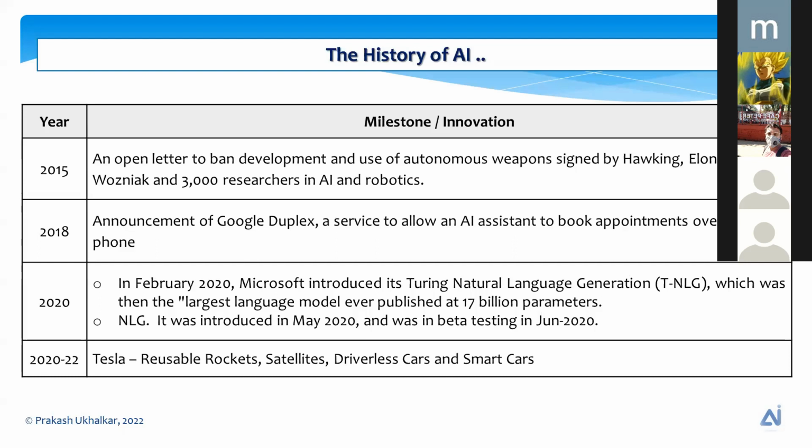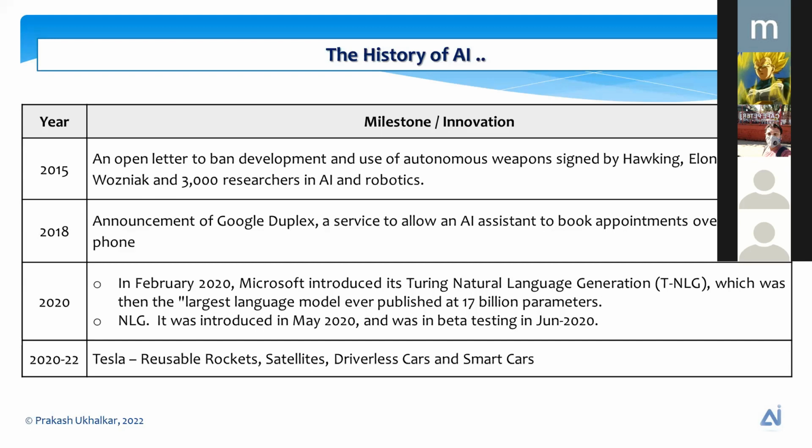One of them was Hawking, right? Stephen Hawking, Elon Musk, and Wozniak. Then in 2018, Google Duplex was announced, a service that allows an AI assistant to book appointments over the phone. It was developed in 2018.